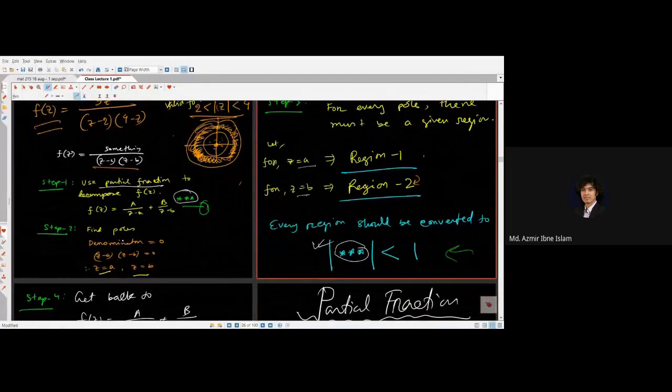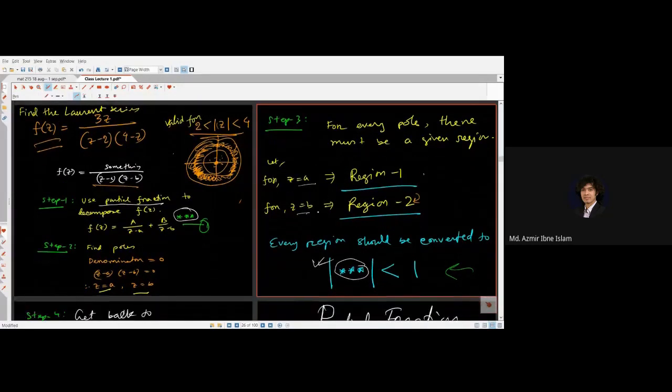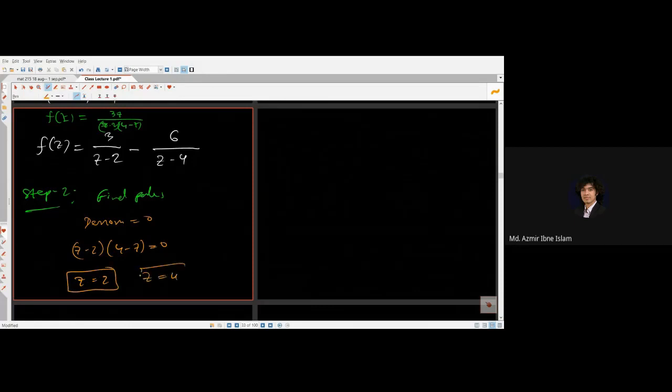Okay, now step 2 is to find the poles. Step 3 is to find the regions for every pole. We can find poles from the main function or from this one also. The main function is 3z by (z minus 2)(4 minus z). So actually the poles can be found by setting the denominator equal to 0. So we have (z minus 2)(4 minus z) equal to 0. So we have actually z equal to 2 and z equal to 4. Is that okay? So step 2 is done.